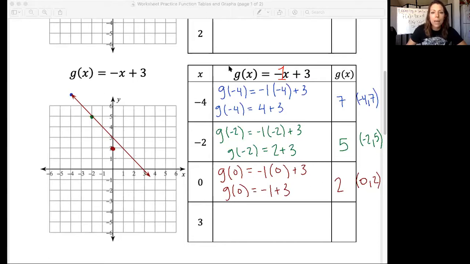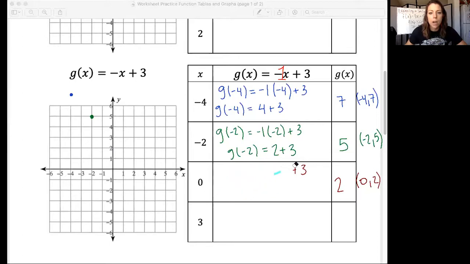So if you end up with a bunch of points all over the place, like a point over here and a point over there and a point over there, you probably need to go back and check your work, because chances are you made a mistake. So I'm going to get rid of all of that, because I know that I made a mistake here.